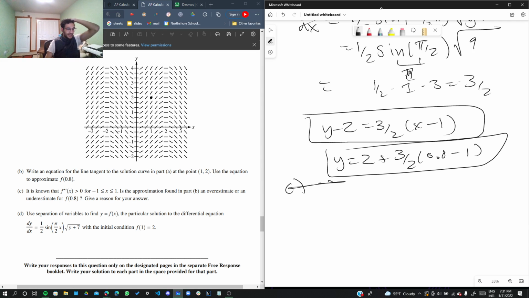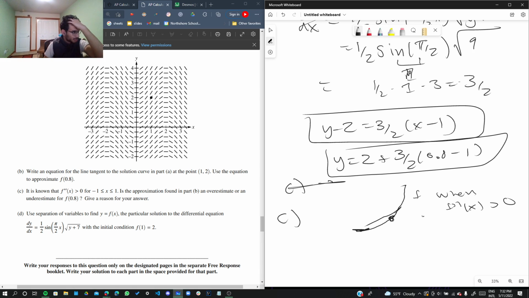Now f double prime is greater than 0. So is the approximation an underestimate or an overestimate? Give a reason for your answer. Well, this requires some thinking. Let's say you had a curve and its f double prime is greater than 0. That means the slope is increasing at an increasing rate, which means it's concave up. That's what f double prime means. Think about acceleration: we see the position curve just goes whee. Similarly, we're going to do something like that for f when f double prime is greater than 0.